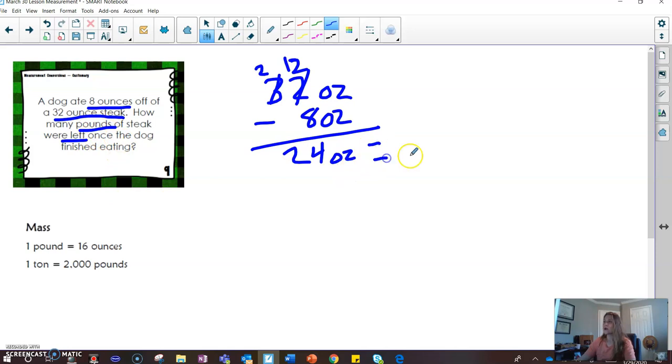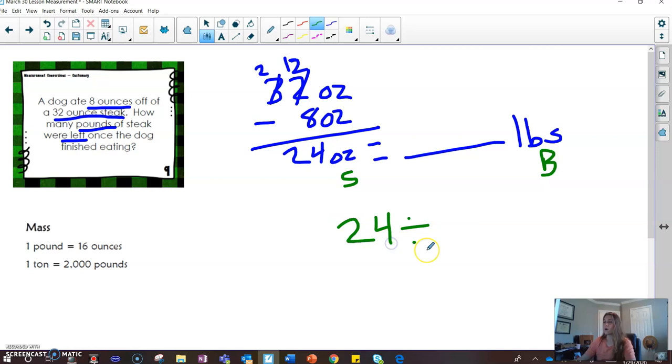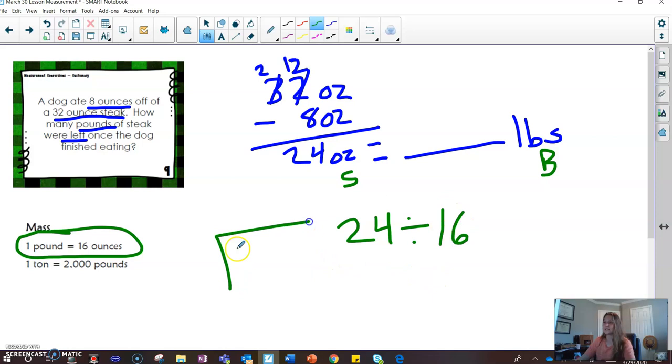So now we write our conversion equation. 24 ounces equals how many pounds? And we do what we've been doing this whole video. Ounces to pounds, small to big, divide that pig. We're going to take 24 and we're going to divide it by how many ounces are in a pound. And we know that there are 16 ounces in a pound. So we're going to divide by 16.